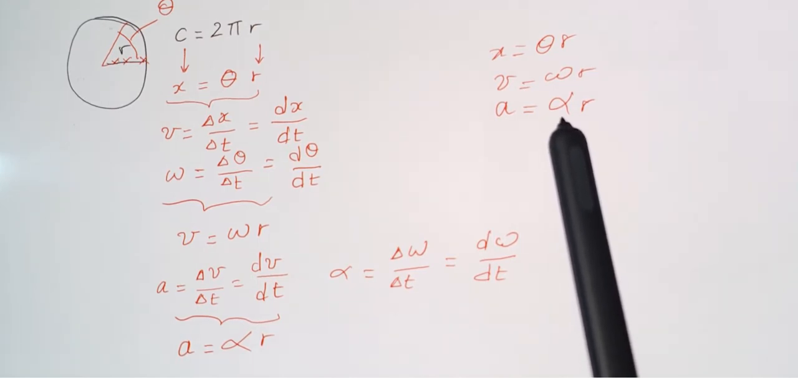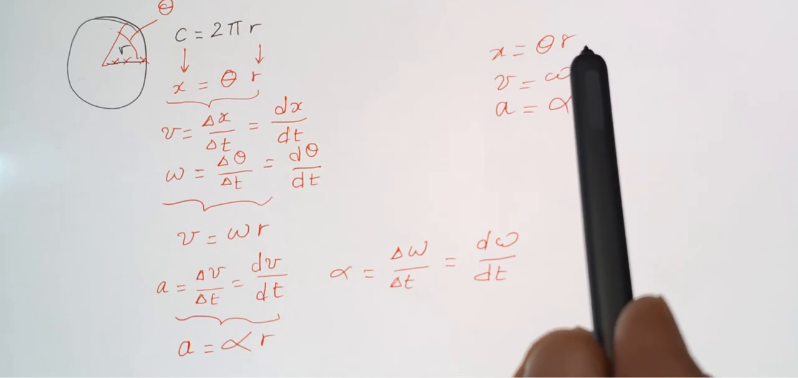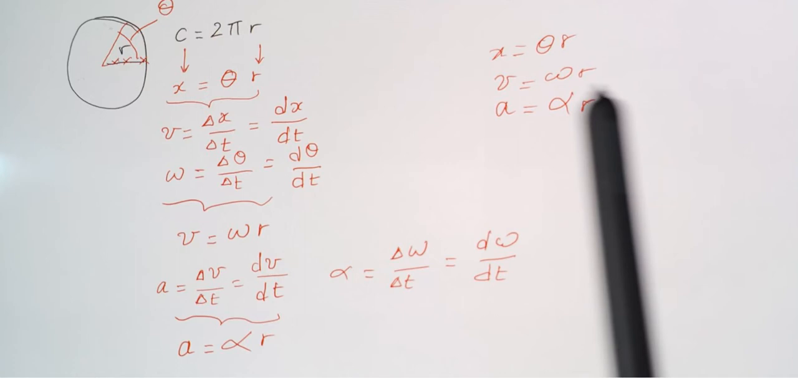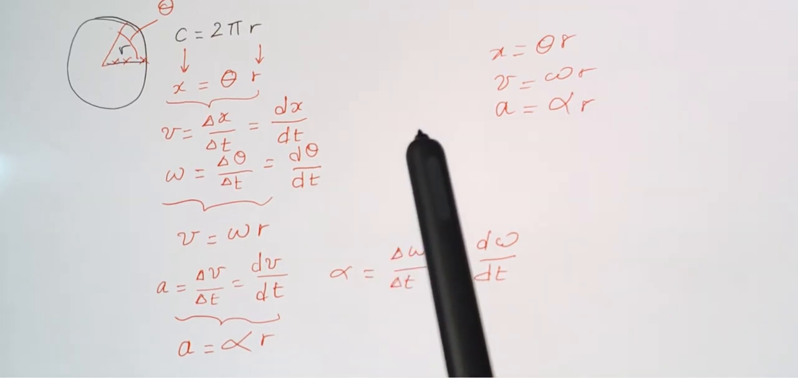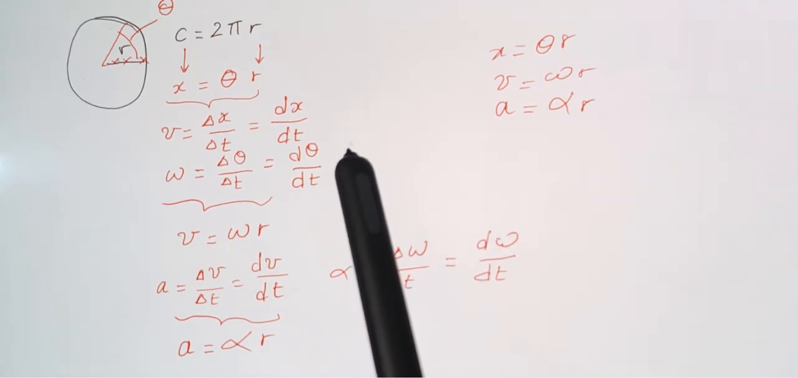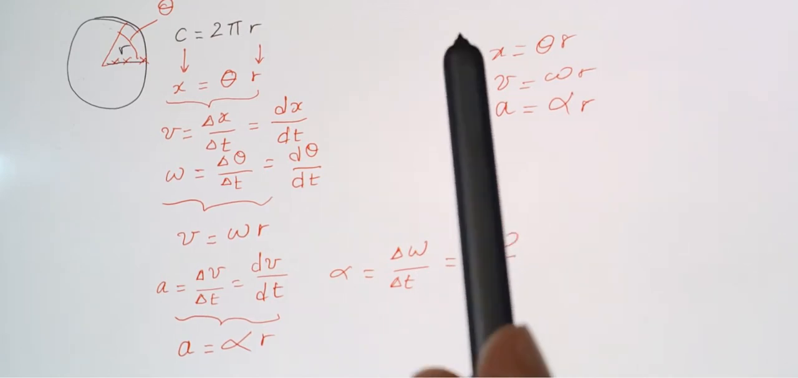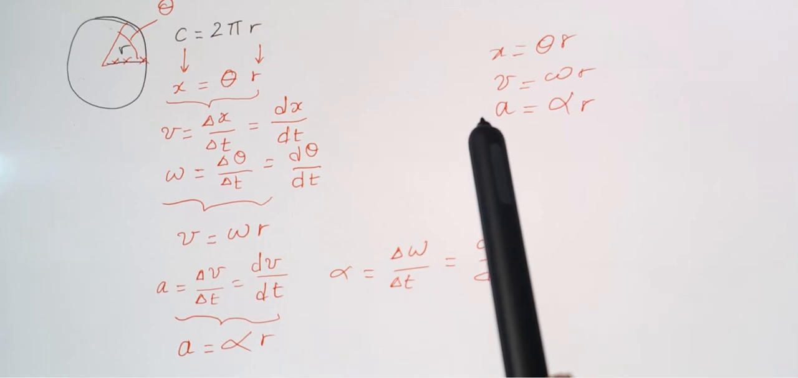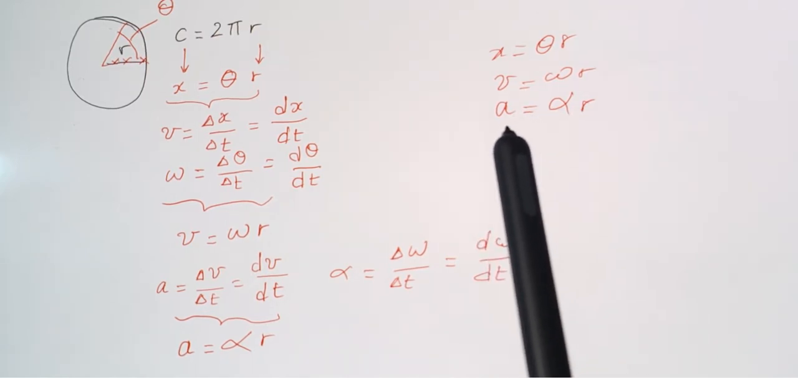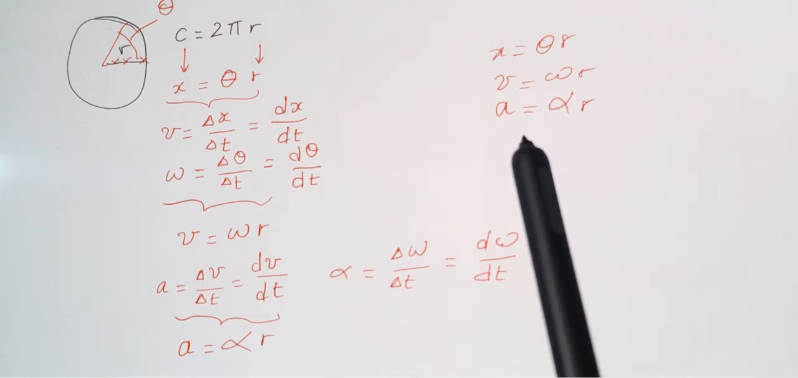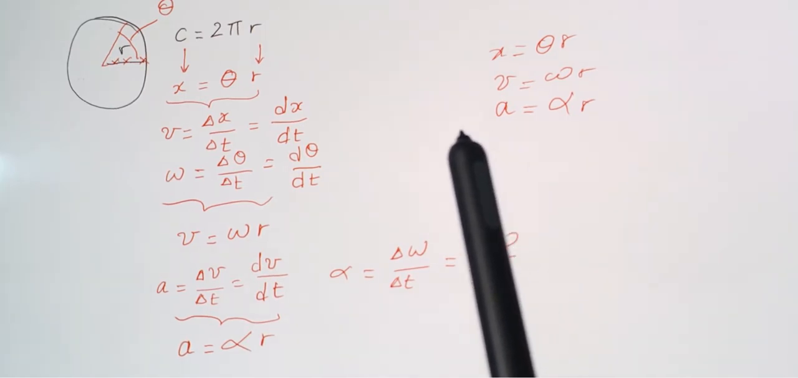It is related to the angle multiplied by r. Why is the circumference of a circle 2 pi r? If you believe that the circumference of a circle is 2 pi r, which is x is equal to theta r, that means you have to believe in v is equal to omega r and a is equal to alpha r. Very straight, very basic relation.